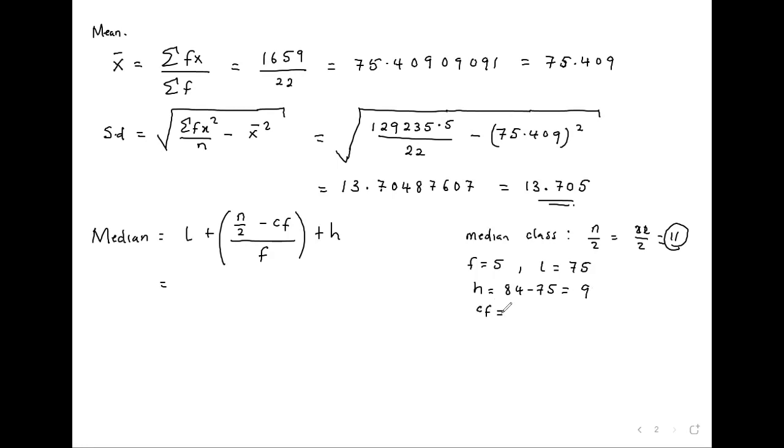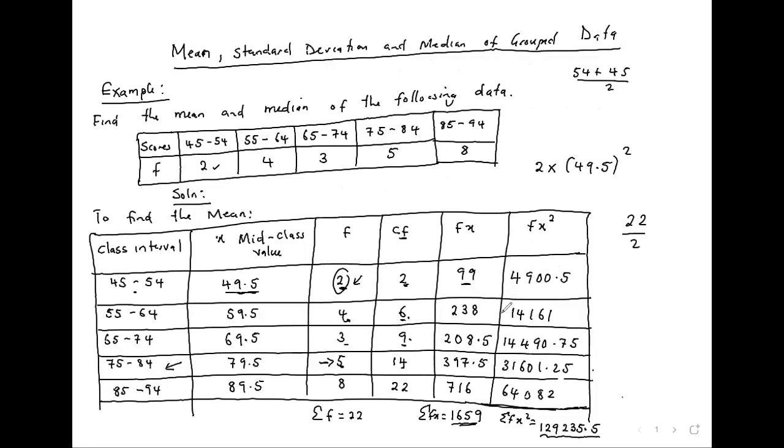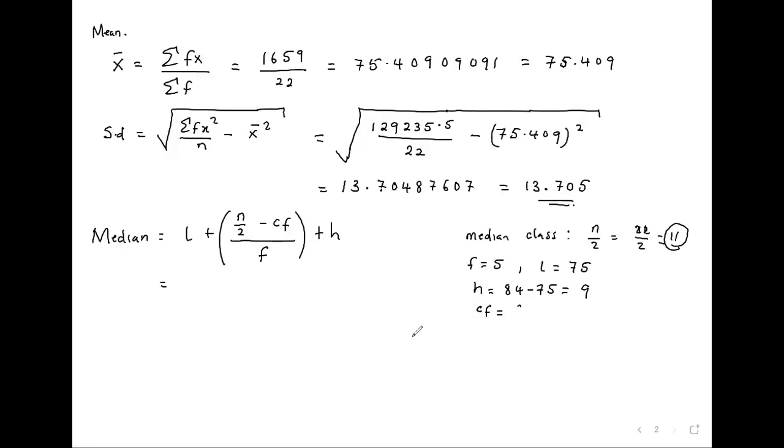Cumulative frequency. You got your interval, the interval line that we're dealing with. You don't get the frequency of the interval itself. You get the cumulative frequency of the interval before the interval that you're dealing with. So we'll get 9 and not 14. What else is missing? So the median can be found now.